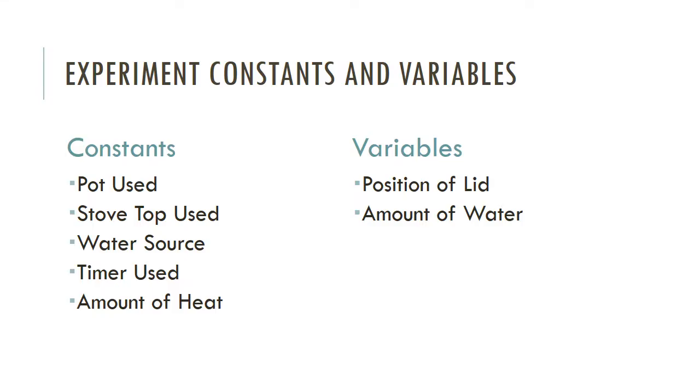We decided to do our project on boiling water based on what we had available to us and because there would be a wide array of variables to choose from. The variables we did decide on were the position of the lid on a pot of boiling water and the amount of water being boiled.